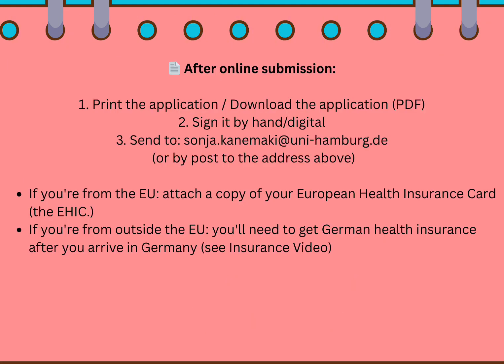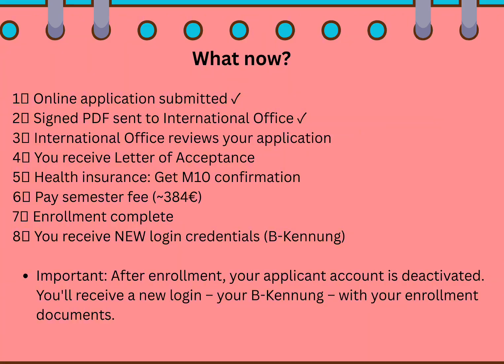After submitting online, you will have to print out your application and sign it by hand and send it to the international office, or download it as a PDF and then sign it online and then send it to us via email, which is also perfectly fine. If you're from the EU, attach a copy of your European health insurance card, the EHIC. And if you're from outside the EU, you'll need to get German health insurance after you've arrived in Germany. How you can apply for German health insurance will be explained in another separate video that you can look at if needed. You can see what is going to happen in the coming weeks.